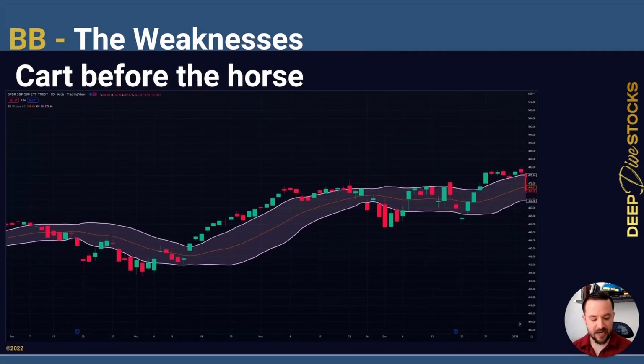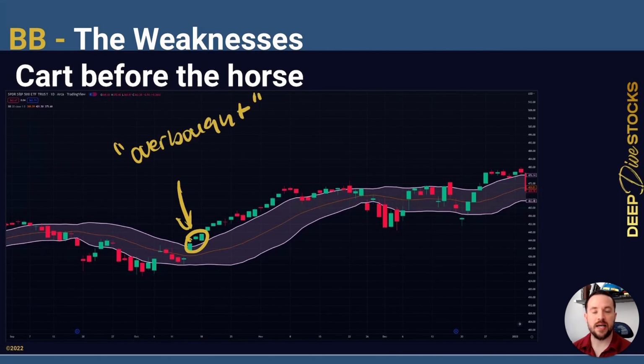The other weakness is that there is a component of the cart before the horse. We noticed before, I mentioned that the overbought, oversold idea isn't the best, and I think this showcases that exactly. We see that the price became, quote unquote, overbought here. And so if we had this idea that the price was going to fall, we may short the stock, and we see that that would not have been a good financial decision.